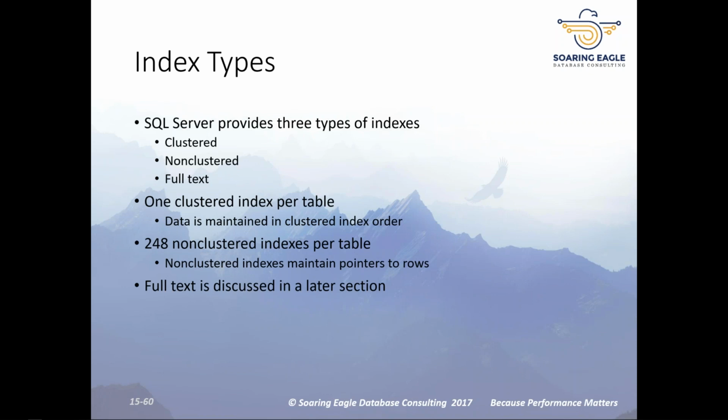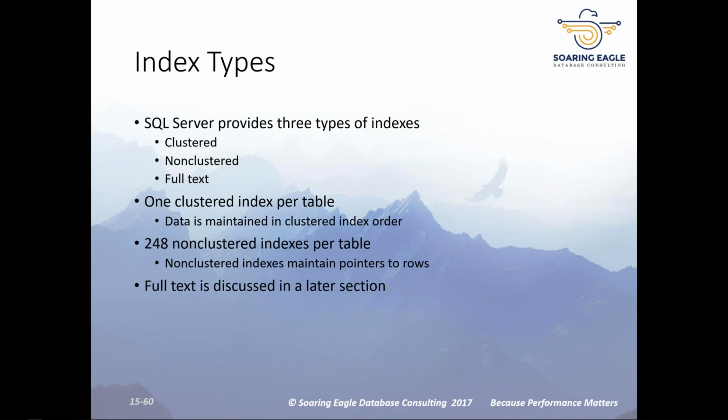So the server has three basic types of indexes. The first is a clustered index. A clustered index causes the data to be sorted in the order of the index. The second type is a non-clustered index. A non-clustered index is a way of pointing back to the clustered index to get the data. That is that telephone book and additional telephone book that we talked about.